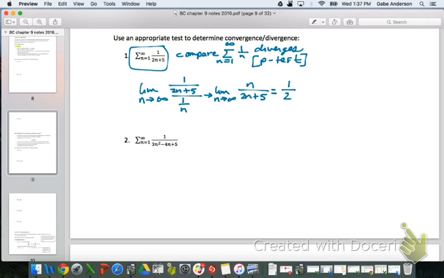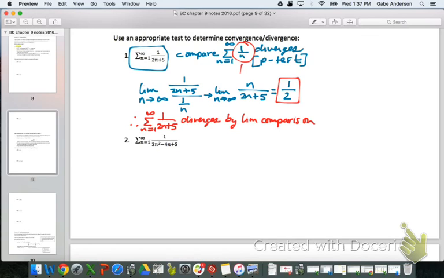Now, because that number we just calculated, 1/2, is positive and finite, both series do the same thing. Since we know that the sum of 1 over n from 1 to infinity diverges, we can say, therefore, that the sum from 1 to infinity of 1 over 2n plus 5 also diverges by limit comparison, and we've got it.